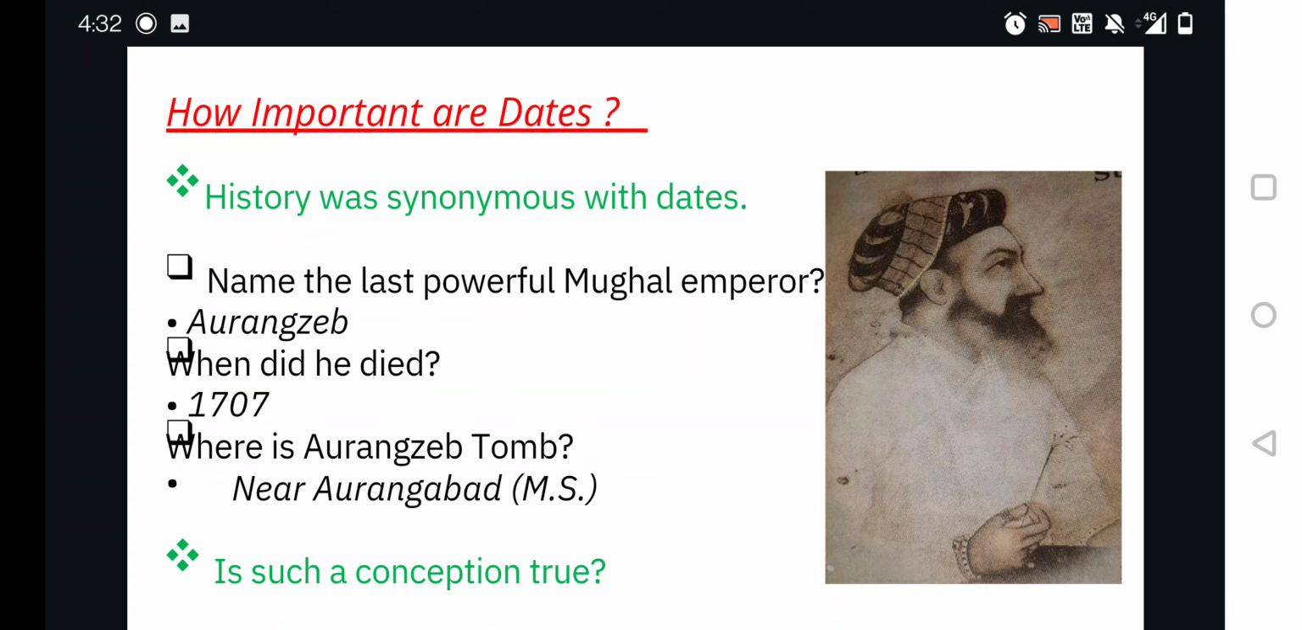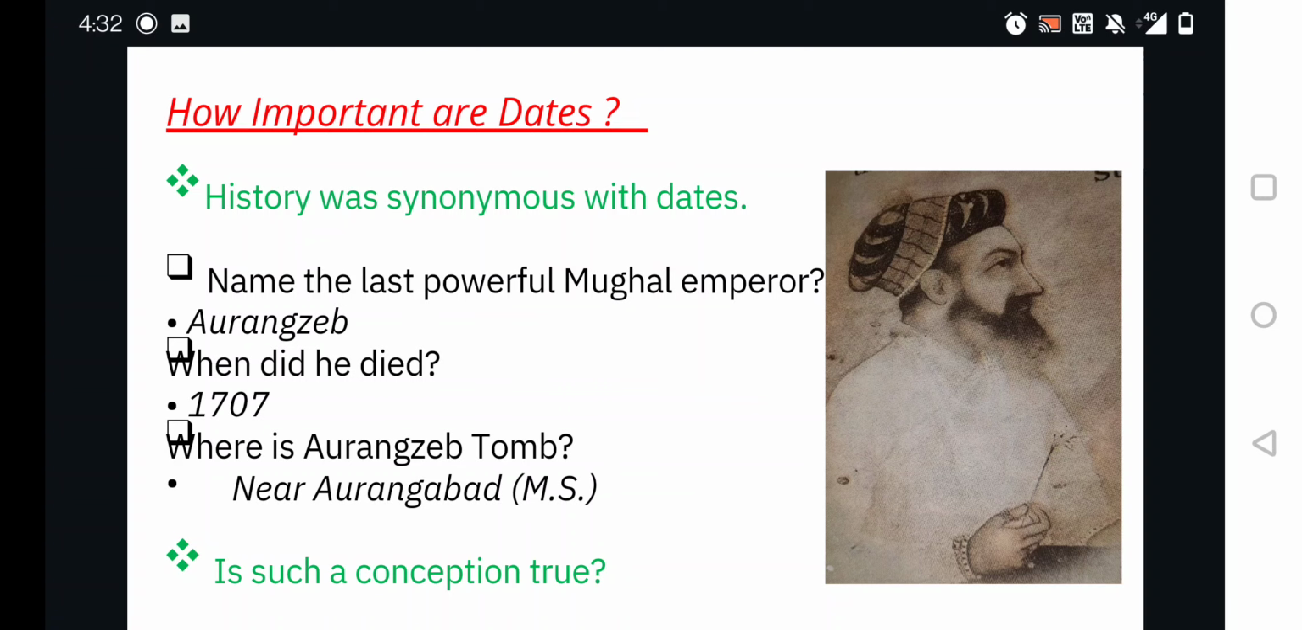Now there are some examples given, like name the last powerful Mughal emperor. Everybody knows it's Aurangzeb, and we learned about it in 7th class. After his time period, the Mughal empire started declining. So when did he die? He died in 1707. And where is Aurangzeb's tomb? It is near Aurangabad.